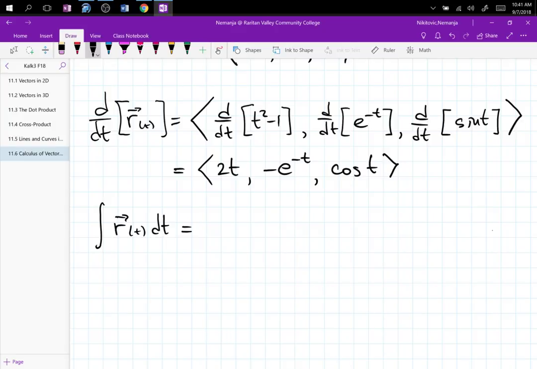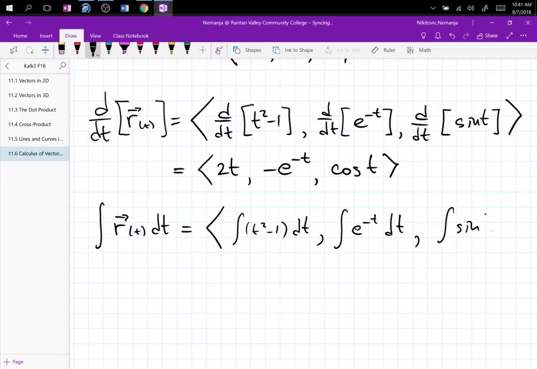The integral would be the integral of each of these. And I have the integral of t squared minus 1 dt, integral of e to the negative t dt, and integral of sine t dt. Integral of t squared minus 1 is t cubed over 3 minus t plus c1.